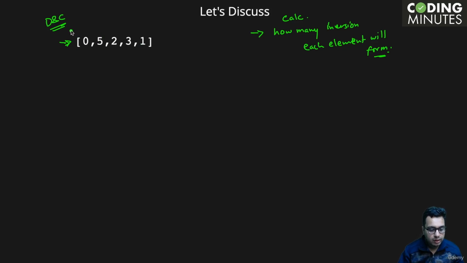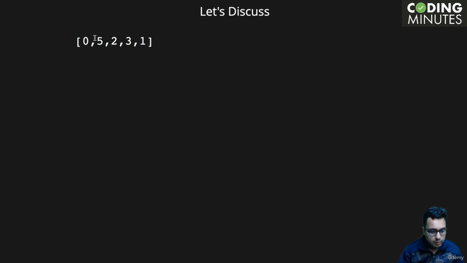Let us try to divide this problem into two parts. Let us apply a divide and conquer algorithm. Let's say this is one part, and this is another part of the array. So what will be the number of inversions? It will be the number of inversions in this part, C1, plus the number of inversions in this part, C2, plus some cross inversions, in which one element lies in this part and another element lies in the other part.